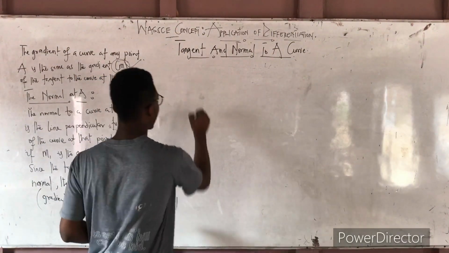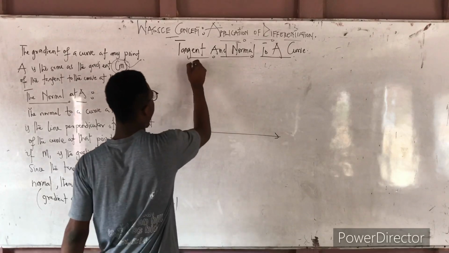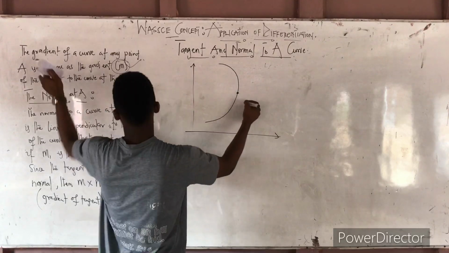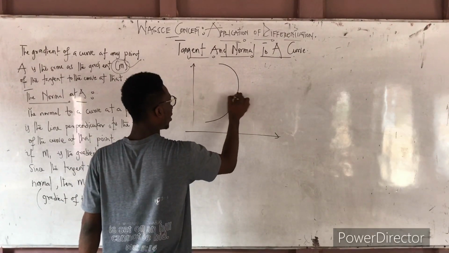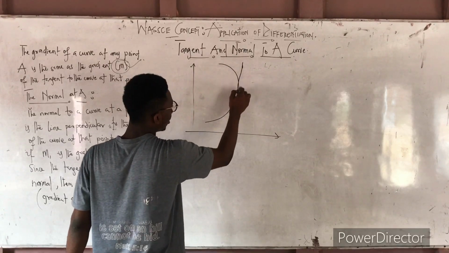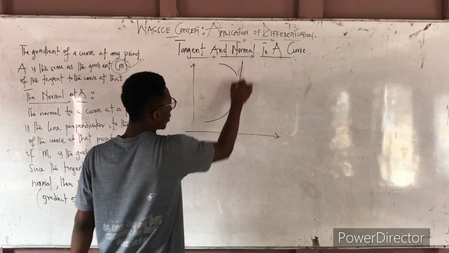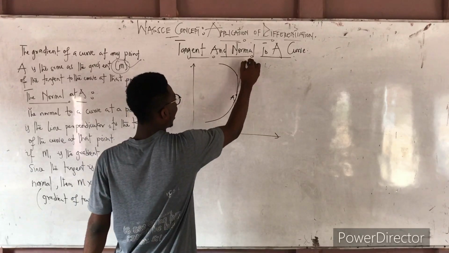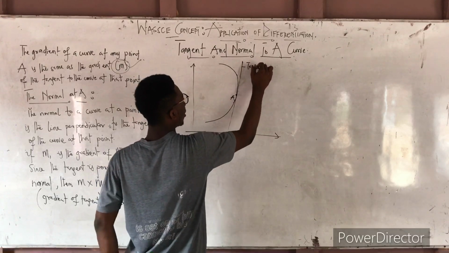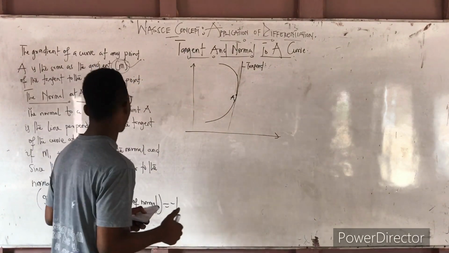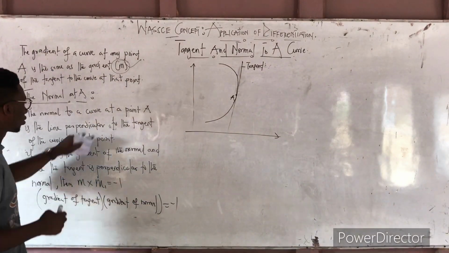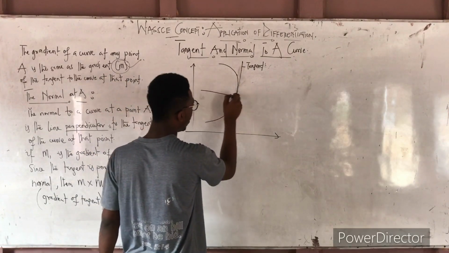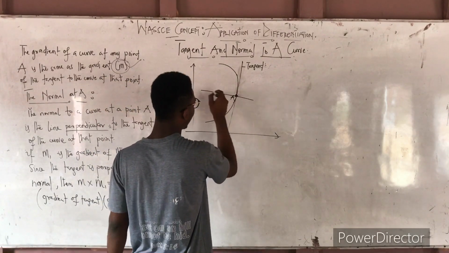Okay, so this is what happens. If you have a Cartesian plane, and let's say this is your curve, and there's a point on the curve, let's call it point E, and there's a line that is drawn to touch it. This is the point E, and this is the tangent. Now we said that the normal is perpendicular to the tangent. Perpendicular lines make an angle of 90 degrees. So this is the normal.